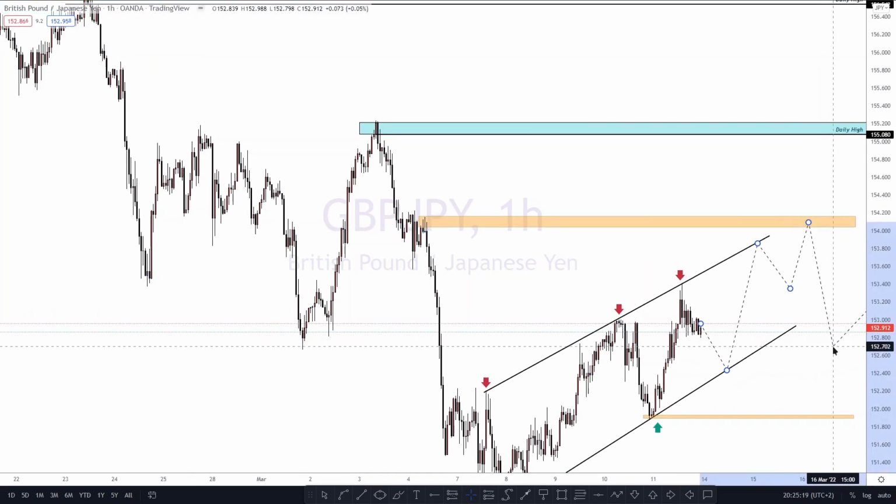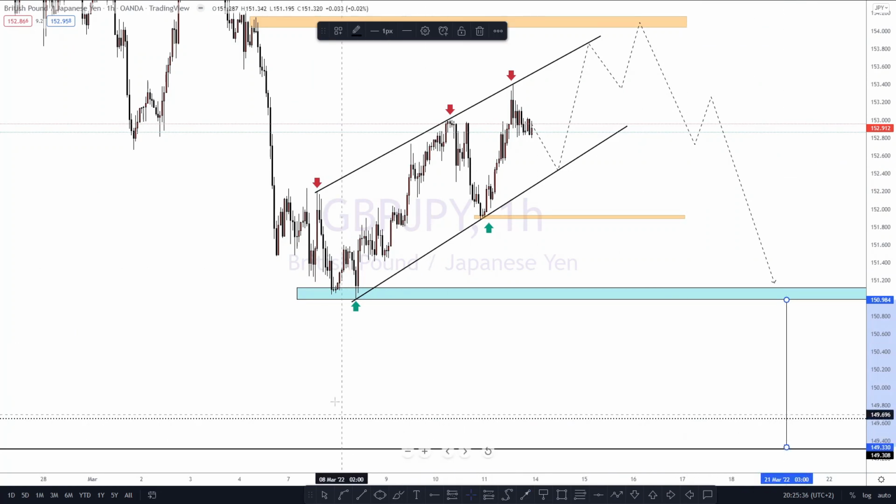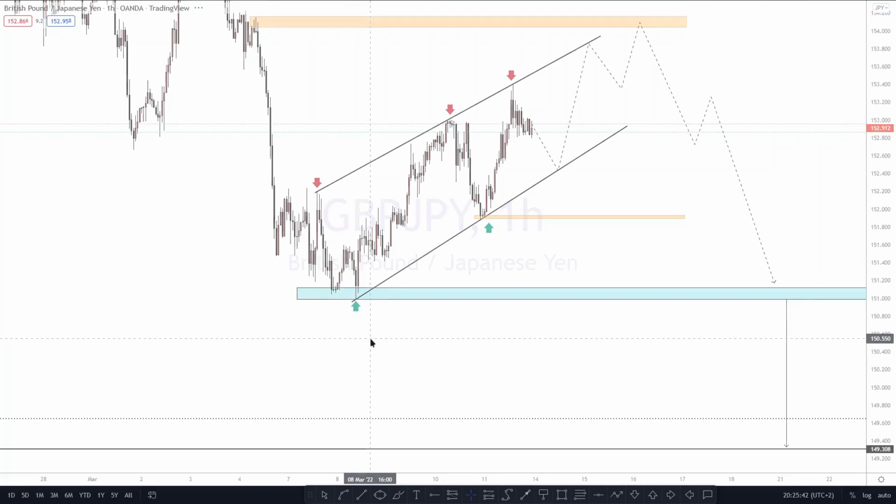And if we do sell, then we could be selling towards this level, and then if we do break, we would be looking towards moving to the next level, which would be this one or the next one, which is down here. That's it for GBP JPY. I'm trying to make this not as long.